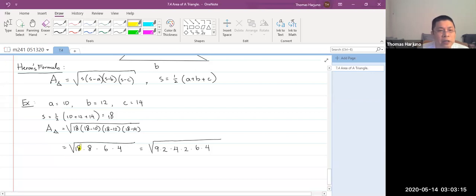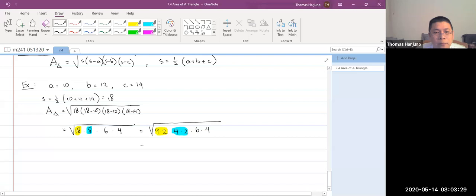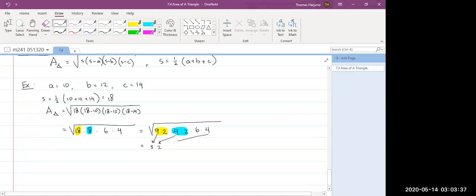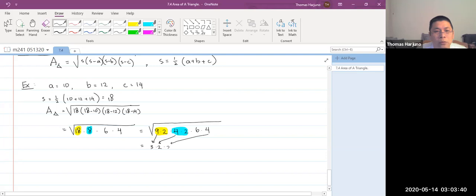Okay, this is the 18. And this is the 8. Now, the reason I break it up that way is because of the following. What is the square root of 9? 3. Square root of 4? 2. Square root of this 4? 2. And then we have the square root of 2 times 2 times 6, right? Now this is 12. But I can pull another, this is the square root of 4. There's another 2 coming out. So that's 24 square root of 6.